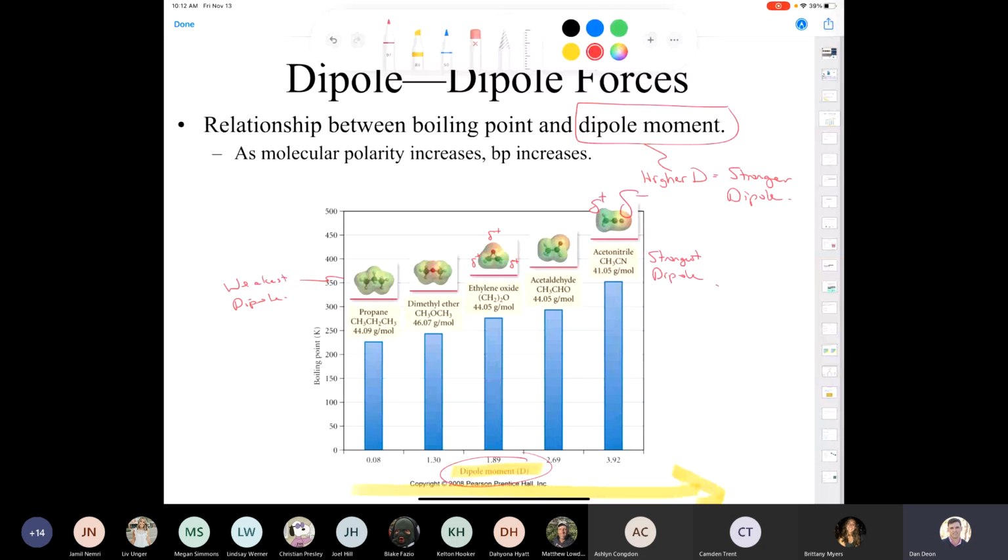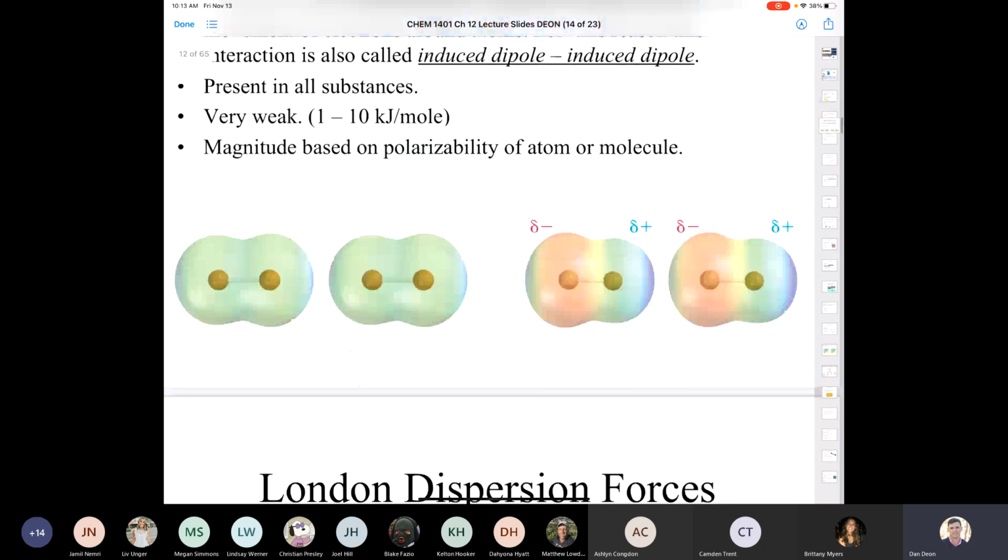Look, it's just the stronger the partial charge, the more attracted they're going to be together. Which ties in with what? Coulomb's law. The force that's holding the molecules together is going to be proportional to their charges divided by the distance between molecules. All right, so that's dipole-dipole forces.